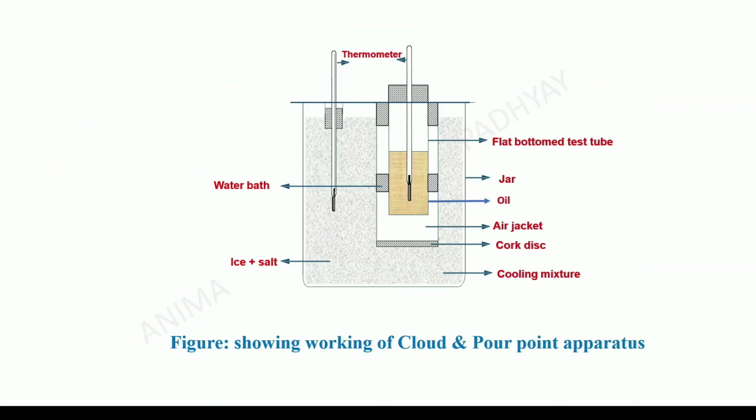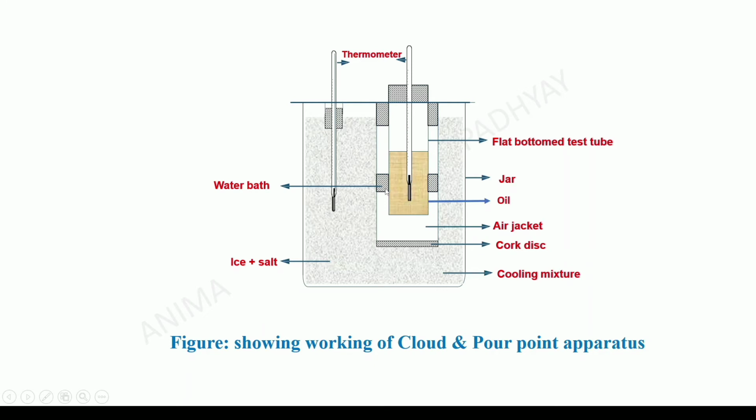Here is the figure which shows the cloud and pour point apparatus. So this is the glass jar in which the oil is taken up to 5 centimeter height. Through the cork, a thermometer is inserted to note down the temperature, the fall in the temperature.